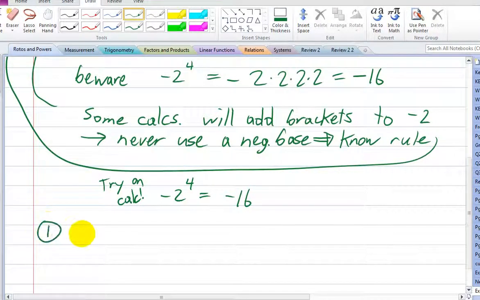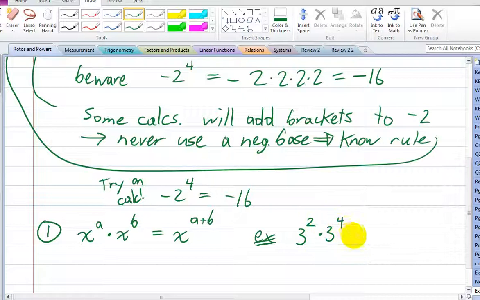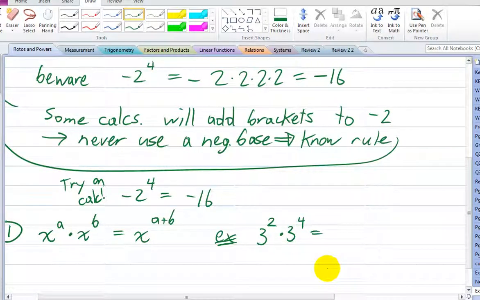Rule number 1, if we have a base of x with the exponent a, and we multiply it by the same base, what do we do with our exponents? Add them up. Okay. Quick example of that rule. 3 squared times 3 exponent 4. What does that equal? 3 exponent 6. Right? Simple.